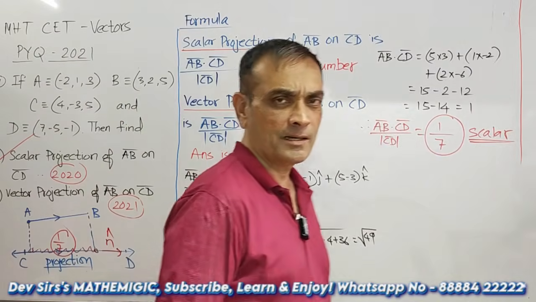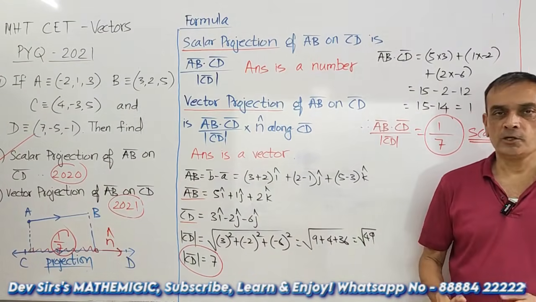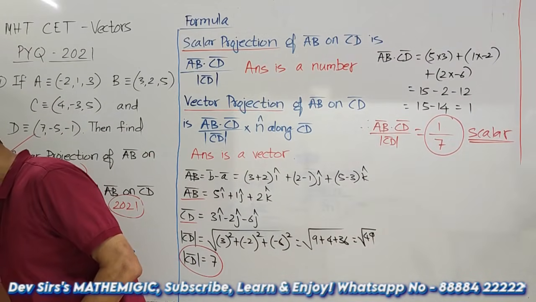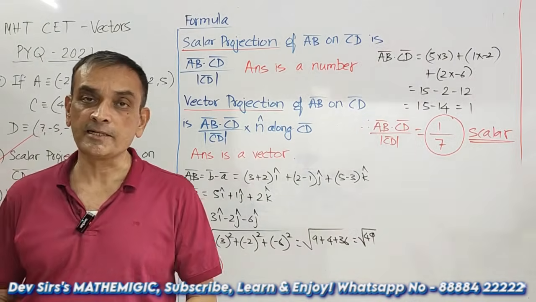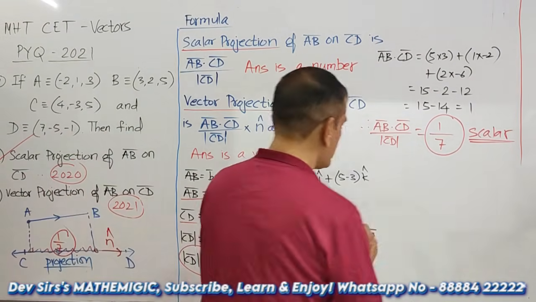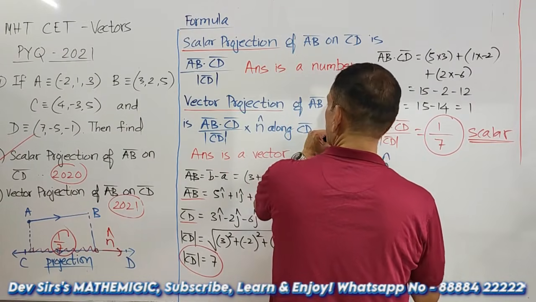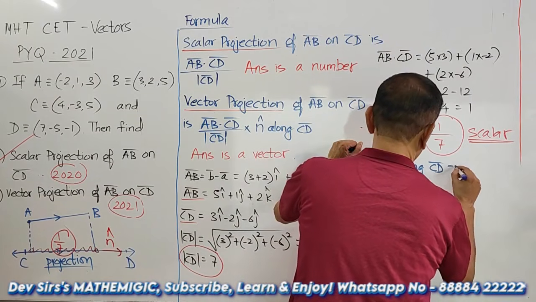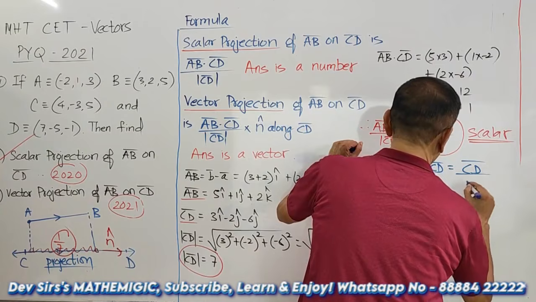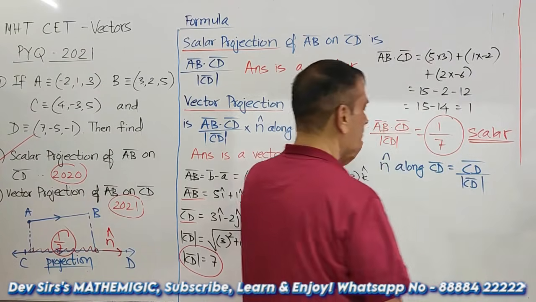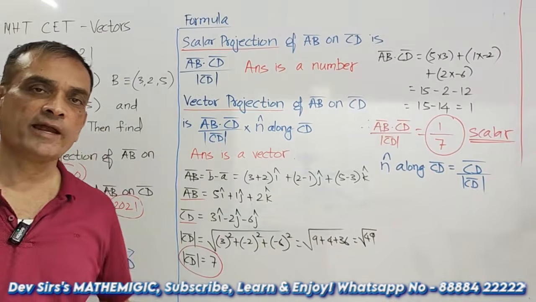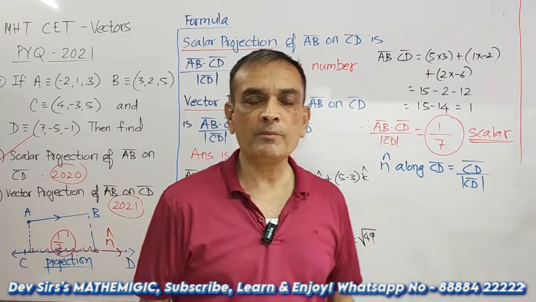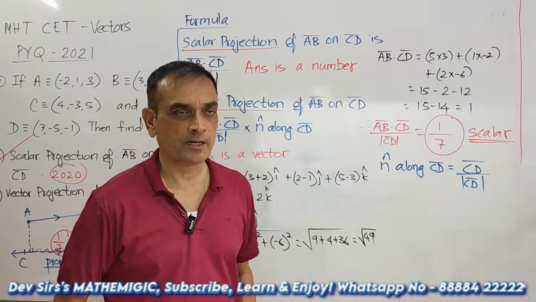How to find n cap? Basic formula. How do we find a unit vector? Every vector has a unit vector. Don't forget, every vector has a unit vector along its same direction. It is found by using the vector upon its magnitude. Simple. n cap along CD is vector CD upon its magnitude. n cap along AB will be AB upon magnitude of AB.